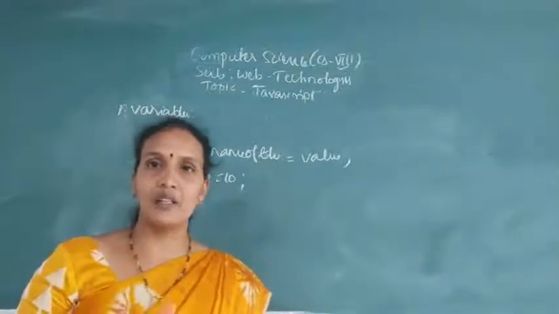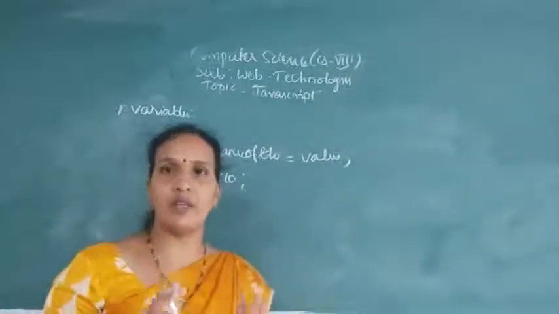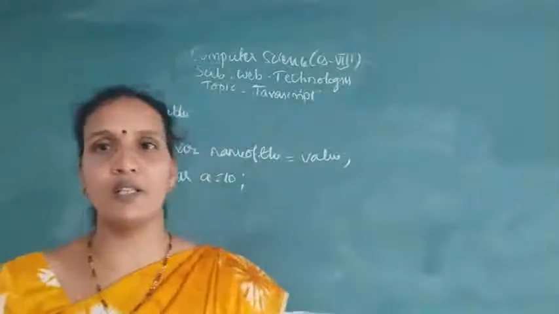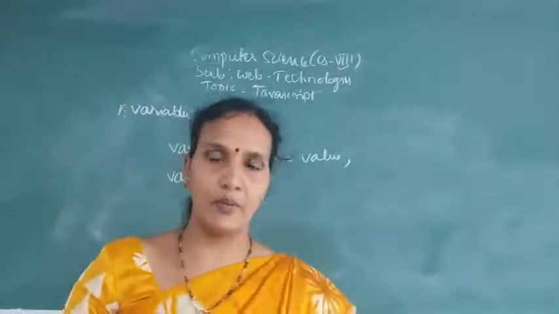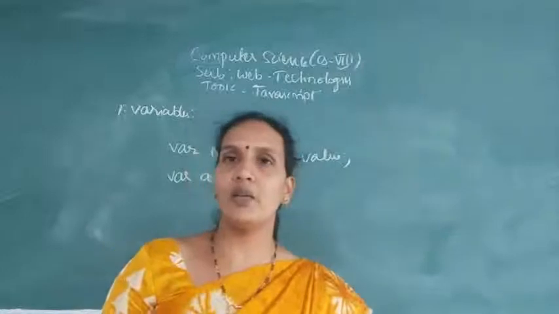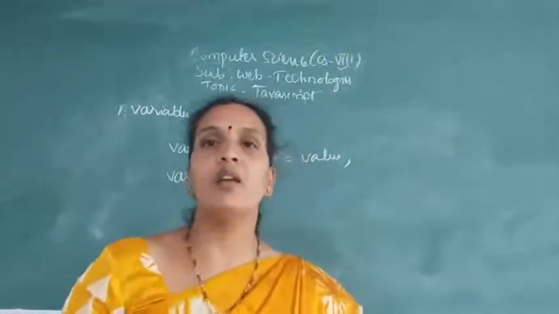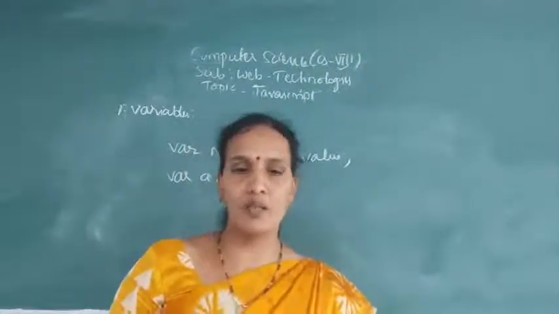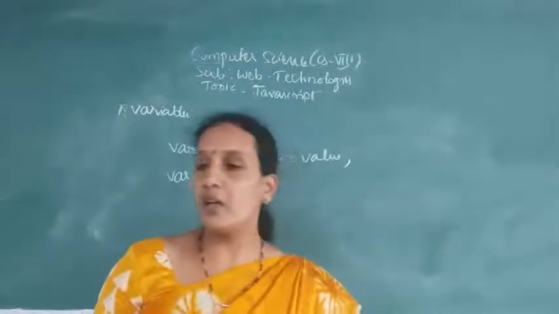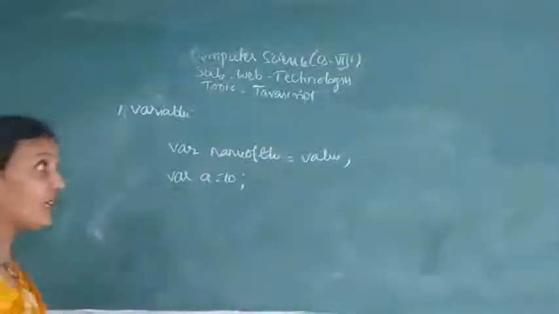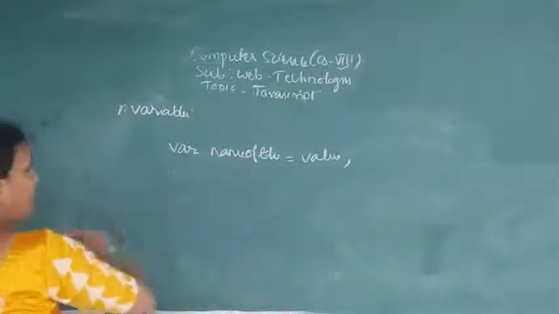Okay, so here we have only one method. If you want to declare any variable, it should be preceded with the var keyword. Okay, understood? The var keyword, name of the variable, equals value. This is the syntax for declaring a variable. Now here you need to follow some conditions when you are declaring a variable.